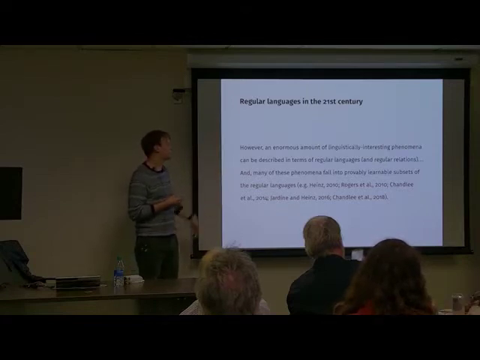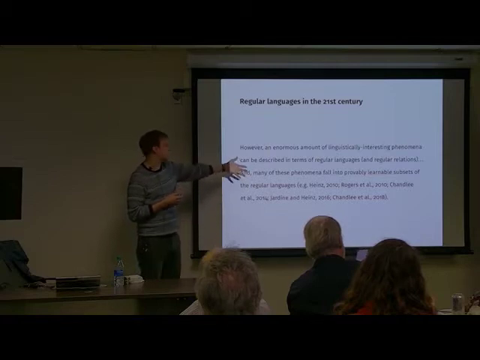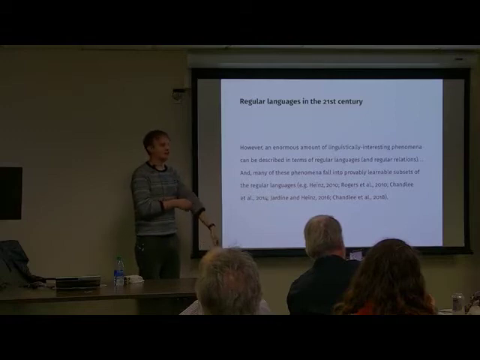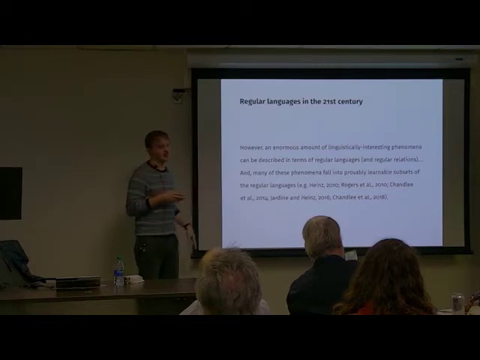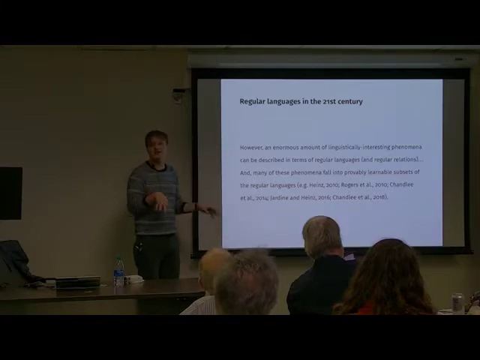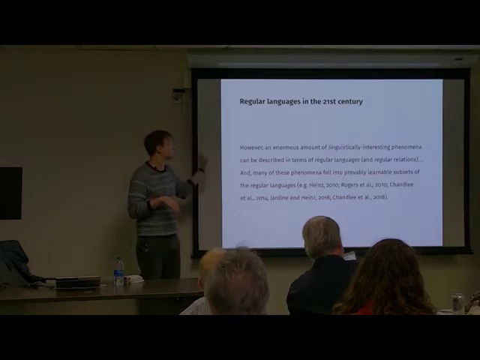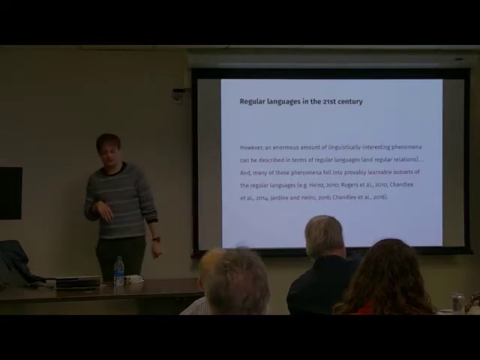And I think people like Jeff Heinz, Jim Rogers, Jane Chandlee and Adam Jardine really had to fight uphill to get linguists to care about it. Also, it's really interesting work because it generalizes our understanding of rules versus constraints. These proofs don't really care. We don't actually talk about the internal mechanisms. We just talk about the input-output mappings and how hard they are to learn. And the answer is almost all of them are provably learnable.